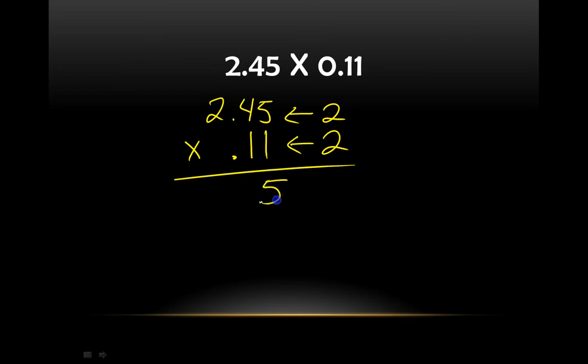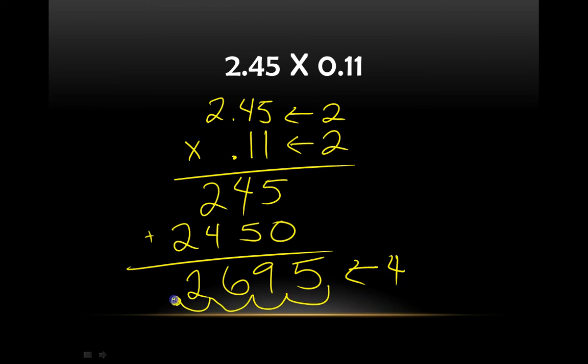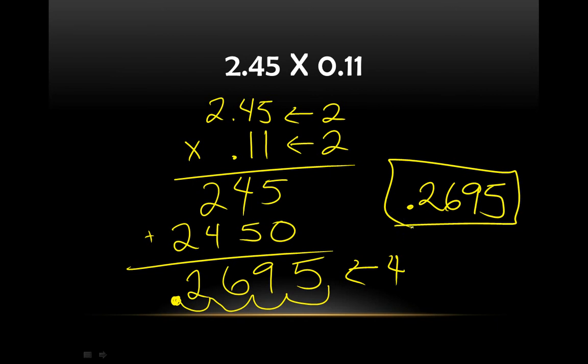1 times 5 is 5. 1 times 4 is 4. 1 times 2 is 2. Remember, we're going to drop that 0. 1 times 5 is 5. 1 times 4 is 4. 1 times 2 is 2. Now let's add 5, 9, 6, and 2. And then here we're going to move that decimal place over. 2 plus 2 is equal to 4. So we're going to move it over 1, 2, 3, 4 times. So our final answer is 0.2695. So move that over the number of times equal to the number of decimal places to the right.